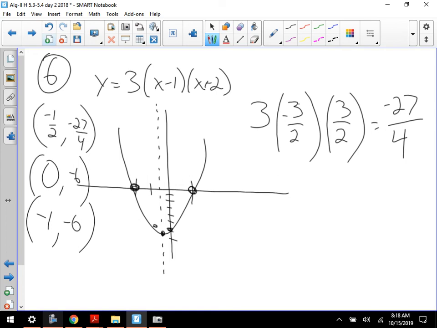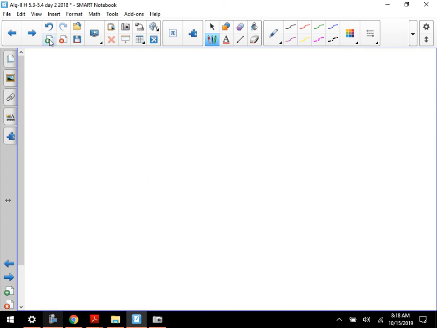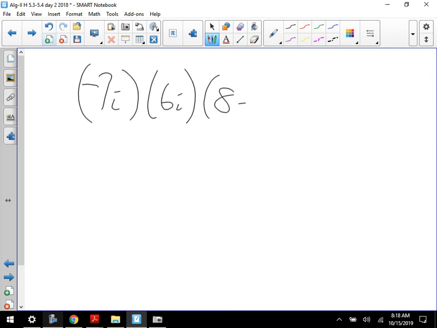15? Oh, sure. So in 15, you're just multiplying straight across. So you've got negative 7i times 6i times 8 minus i. When you're multiplying, the order doesn't matter. What I would do is multiply these two guys together first, and I would get negative 42i squared. And i squared is what? It's negative 1. So this becomes negative 42 times negative 1, which is 42.